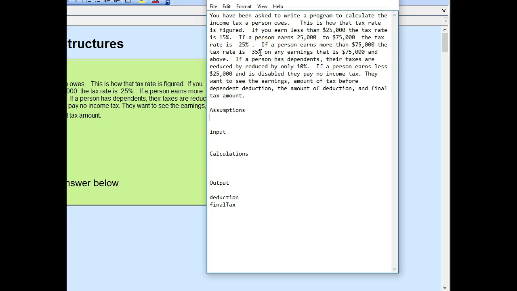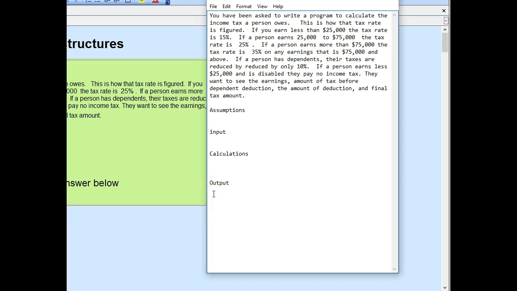But there's also some exclusions to that. If you have dependents, then your overall taxes owed is reduced by 10%. And if a person earns less than 25,000 and they're disabled, then we don't want them paying taxes at all. And then they want to see at the end earnings, amount of tax before dependent deduction, amount of deduction, all this, right? So that's the first thing we're going to do is get all our output.